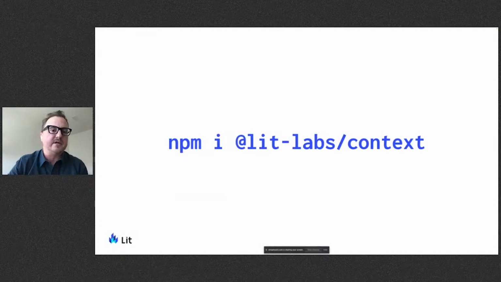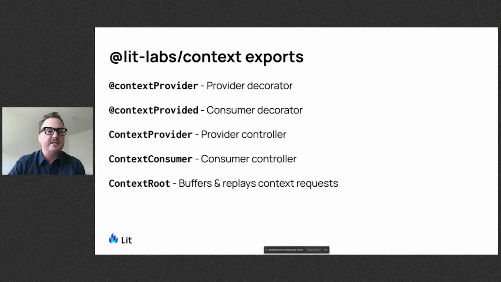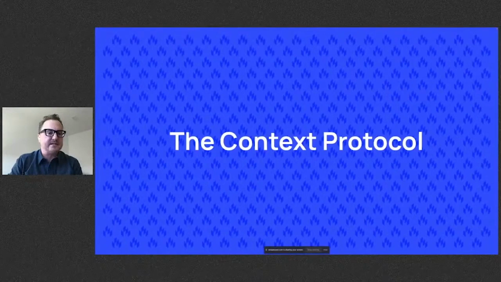You can install it here at the Lit Labs/context package. The main things it gives you here are the two decorators that I talked about, context provider and context provided. Then we have these reactive controllers, which are kind of like the implementation detail of the decorators, which you can use directly. And then we have a thing called context root, which is a way of buffering and replaying context requests for lazy loading purposes. Okay, so the context package is actually pretty straightforward and easy to use, like I showed there. Just add these decorators and it basically just works.